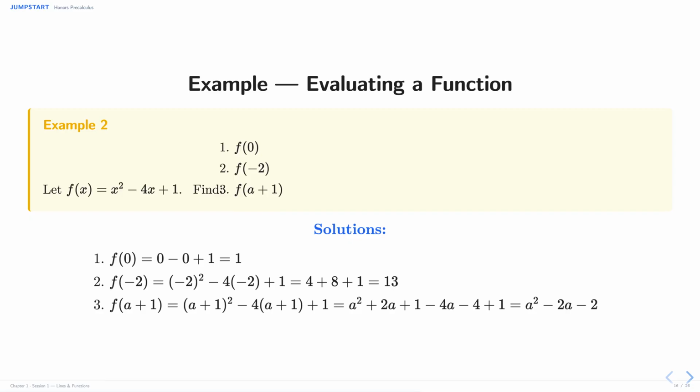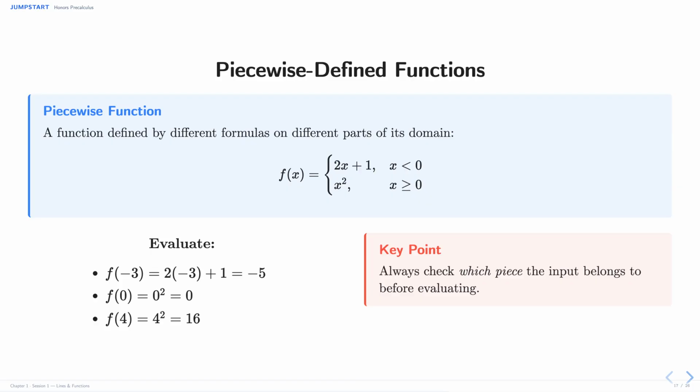If we have the function f of x equals x squared minus 4x plus 1, we can find the output for different inputs. For example, f of 0 equals 1, f of negative 2 equals 13, and f of a plus 1 can be simplified to a squared minus 2a minus 2. Make sure to pay attention to the algebra as we work through these evaluations.